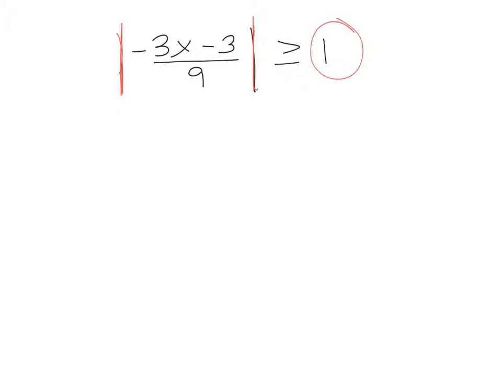Okay, so let's try one more. Let's try this one. The absolute value of negative 3x minus 3 divided by 9 is greater than or equal to 1. Okay, so let's roll through everything. Is your absolute value alone? Yes, so you can continue the problem. Is the answer positive? Yes, you can continue the problem.